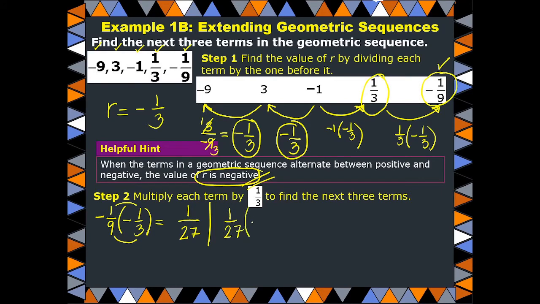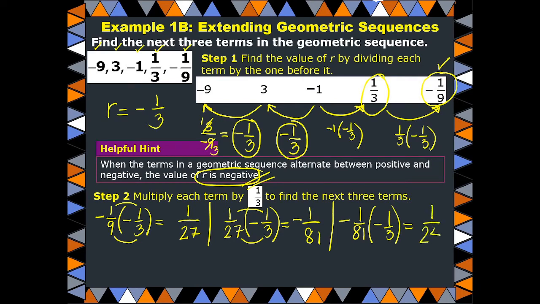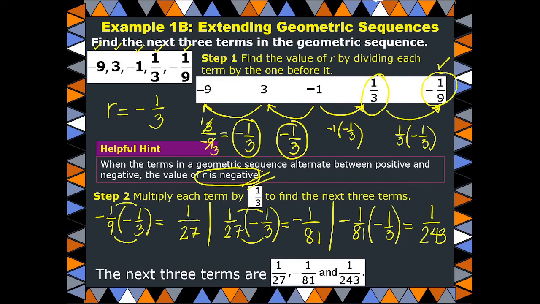1/27, I'm going to multiply this by negative 1/3. So, multiply the numerators, 1. Multiply the denominators, 81. And take note, positive times negative is negative. Next, negative 1/81 times negative 1/3. I'll be getting positive, because negative times negative is positive, 1/243. So therefore, the next three terms are 1/27, negative 1/81, and 1/243.